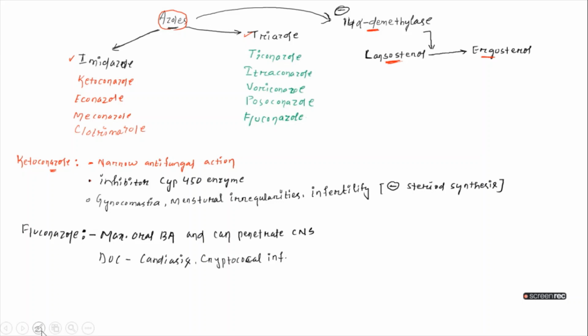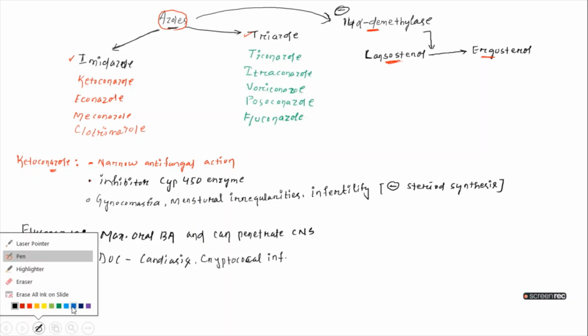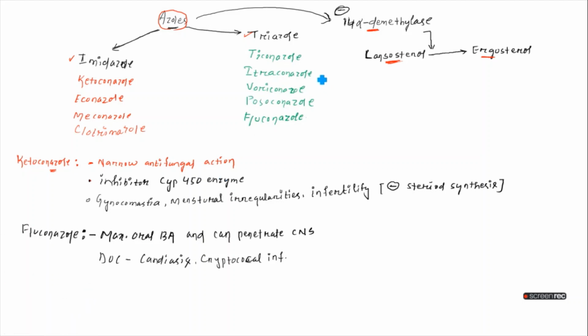Itraconazole. So itraconazole is the drug of choice in blastomycosis. Okay, voriconazole has the widest antifungal activity.